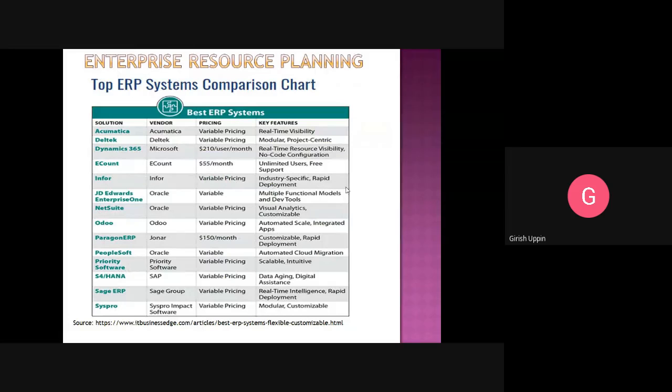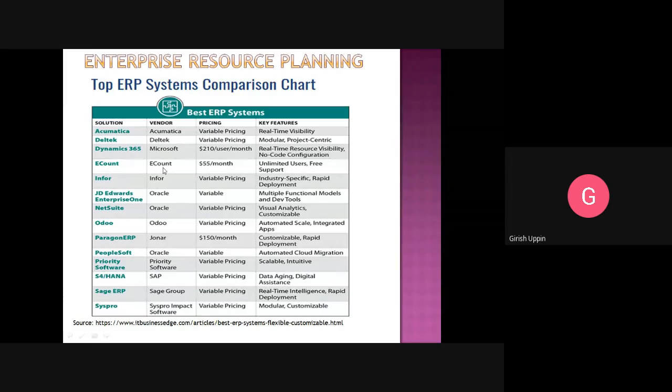These are some of the top ERPs. This I collected from itbusinessedge.com. This lists some of the ERP software available in the market. So this is Acumatica. The vendor is Acumatica. Real-time visibility is the key feature. Then we have Deltek, modular and project-centric. Then we have Dynamics 365. It is from Microsoft. It has real-time resource visibility and no-code configuration.